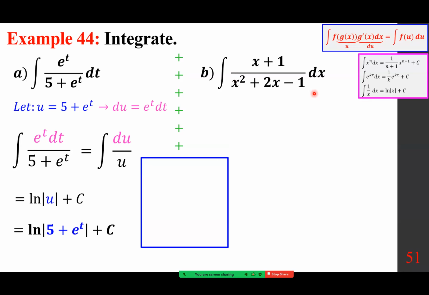You always have to try to simplify. This can't be simplified. Denominator is a choice of u. Its derivative is 2x plus 2. Therefore, 2 times x plus 1. So du is 2 times x plus 1 dx.